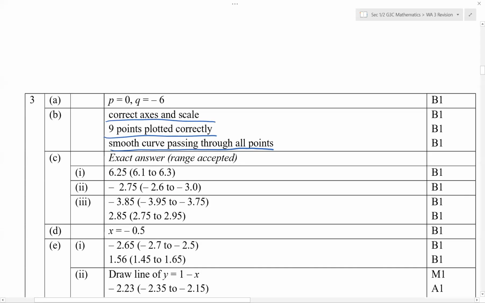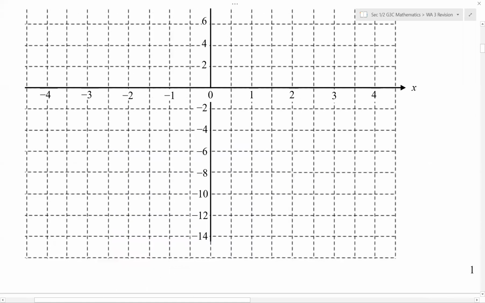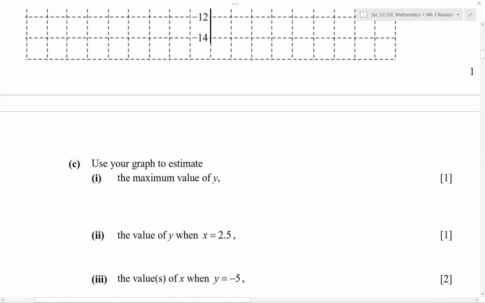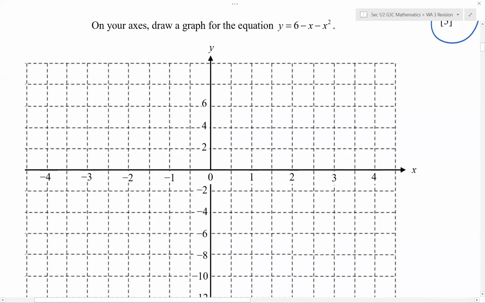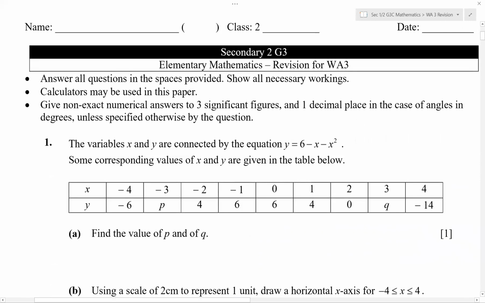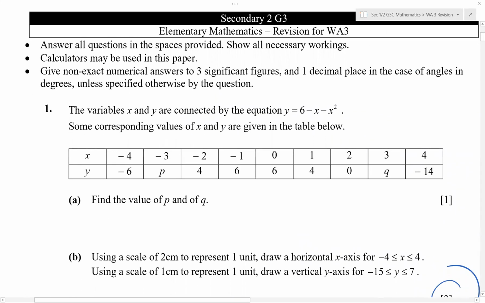So the final point is for the smooth curve passing through all the points. Now in C part 1, use your graph to estimate the maximum value of y. They said estimate because your graph likely will differ from each other by a bit. Anyway, by looking at the table of values, you can actually have a good idea of where the maximum value of y is going to be. Look at the values. Find the line of symmetry.